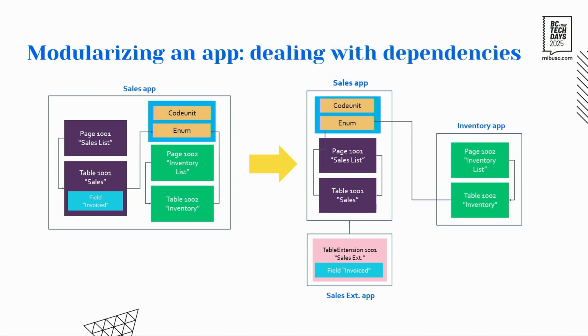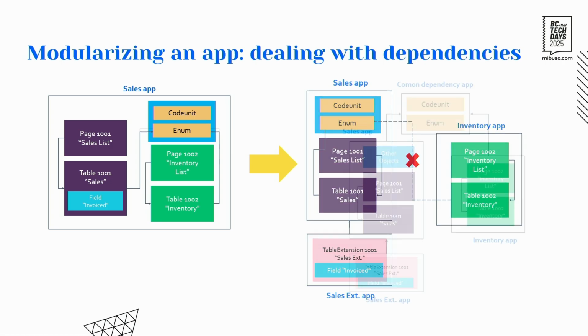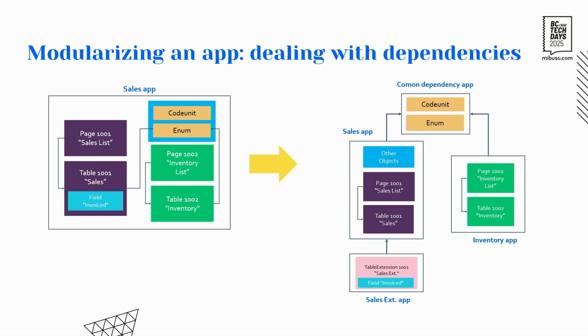And then let's go back to the case that I showed you before that I had to deal with. It's a more complex process because, as you can see, both applications depend on the code unit and an enum object. So when I moved the objects from one extension to another extension, that broke the dependency. So to handle that, I need to move my objects, in this case the code unit and the enum, to an app of its own, and then I can make that app a dependency of my two other applications. And that should solve my problems.